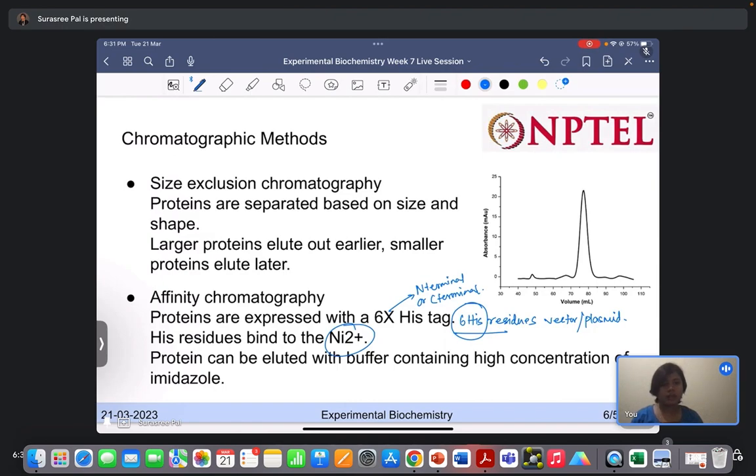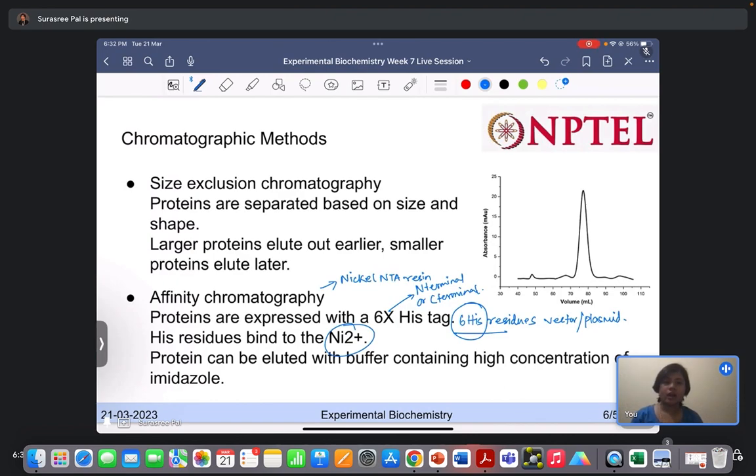Now the resin which is used for affinity chromatography, it is a nickel NTA resin, or the matrix, right? The matrix. So nickel NTA is what? Nickel NTA is nickel nitrilo-triacetic acid. So it is nitrilo-triacetic acid associated with a nickel atom. So this nickel atom can now bind to the histidine residues.